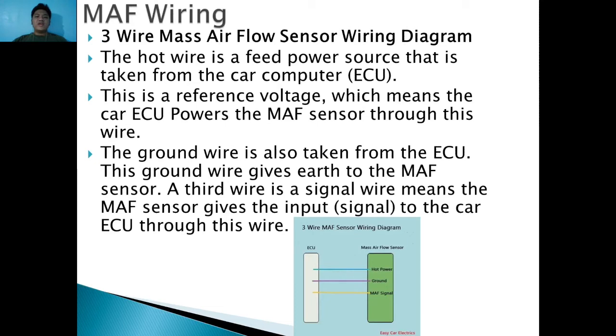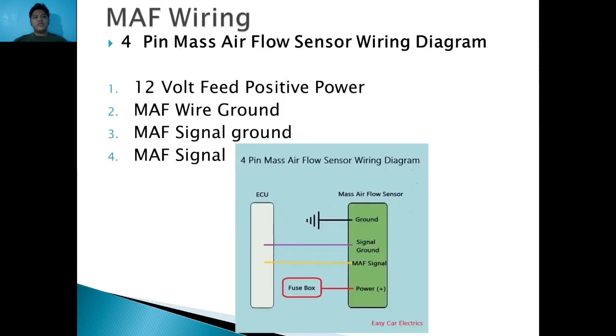The hot wire is a feed power source that is taken from the car computer. This is a reference voltage, which means the car ECU powers the MAF sensor through this wire. The ground wire is also taken from the ECU. This ground wire gives earth to the MAF sensor. The third wire is a signal wire, which means the MAF sensor gives the input signal to the car ECU through this wire.